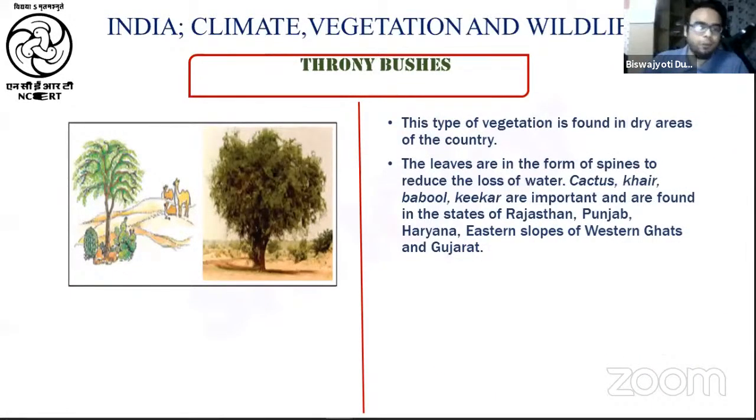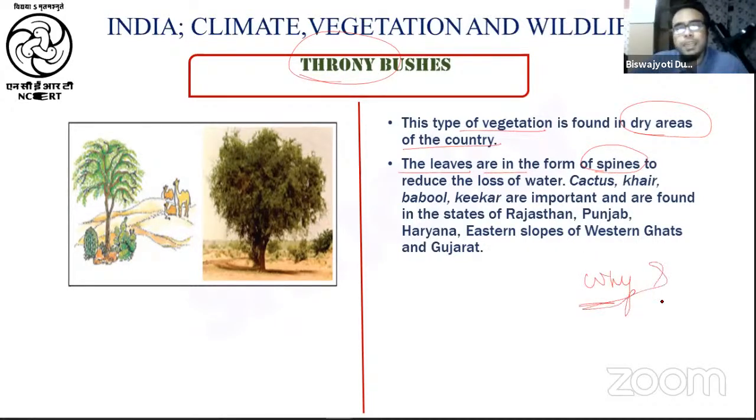Then the next type of forest that we have, it is your thorn forest or your thorny bushes, right? So this type of vegetation, as the name is itself suggesting, it is found where? It is found in your dry areas of the country. And the leaves which are found, or the thorny bushes that we have, the leaves are in the form of spines. Now the question is why? Now why is it found in the shape of spine? Because it needs to conserve water or moisture, because these are the areas which are receiving scanty amount of rainfall, right?